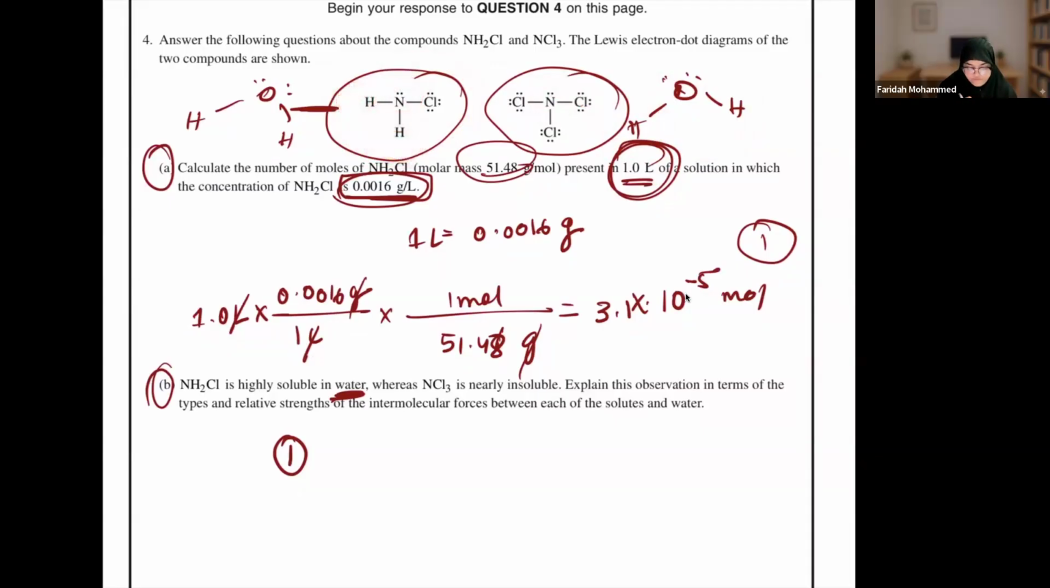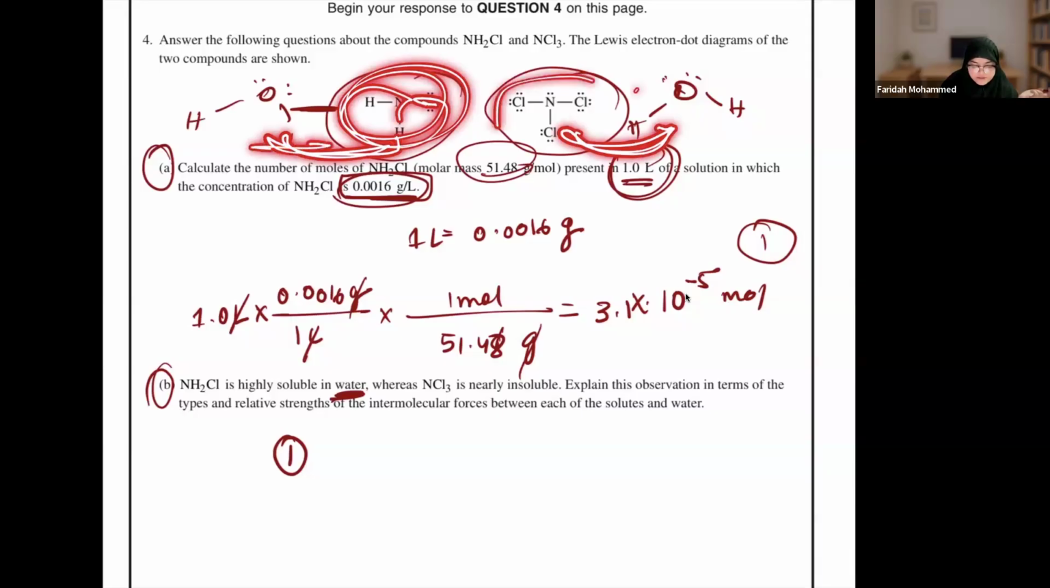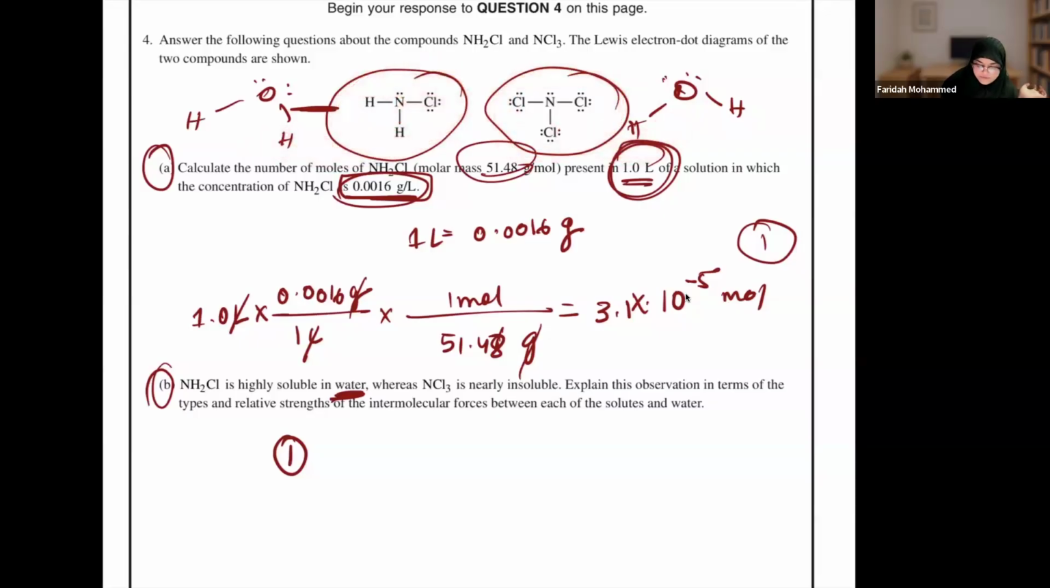Okay, you're going to get 1 point if you mention the IMFs between each of these with water. So you can say this is gonna have LDF, hydrogen bond, dipole with water. This one is gonna have the same hydrogen bond, dipole with water, and LDF with water. That's gonna give you 1 point. Second point, you just have to say, oh, because there are more hydrogen bond sites in the NH2Cl, the IMF will be stronger, and it will be more soluble in water.